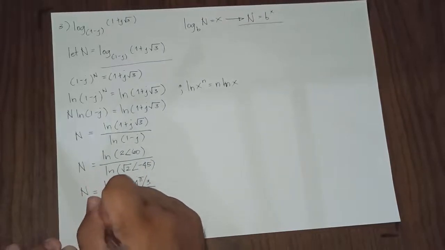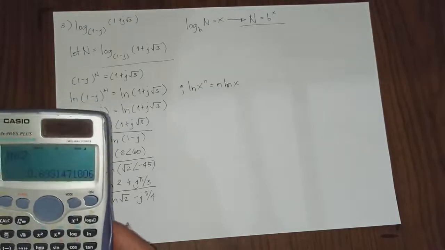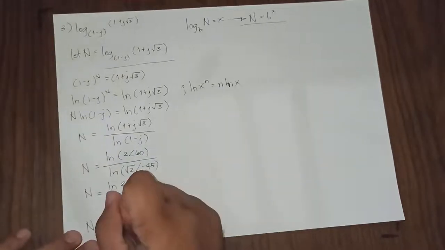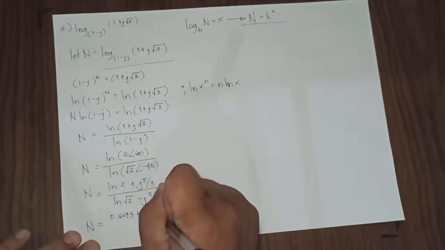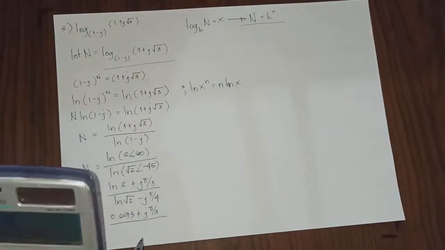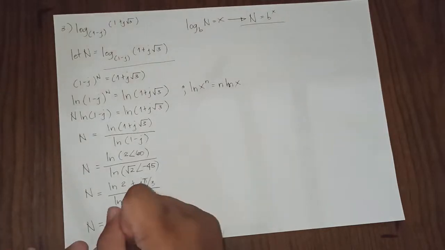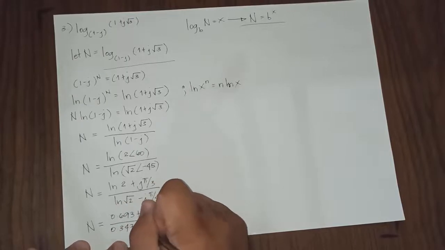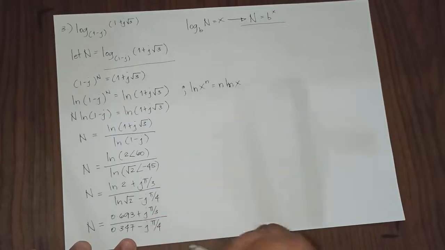And then n is equal to, what is ln of 2? Okay, ln of 2 is 0.693 plus j pi over 3 all over ln of square root of 2, ano? Square root of 2, and that is 0.347 minus j of pi over 4. Okay, and then combine nyo na sila, no? Using the division of complex number.